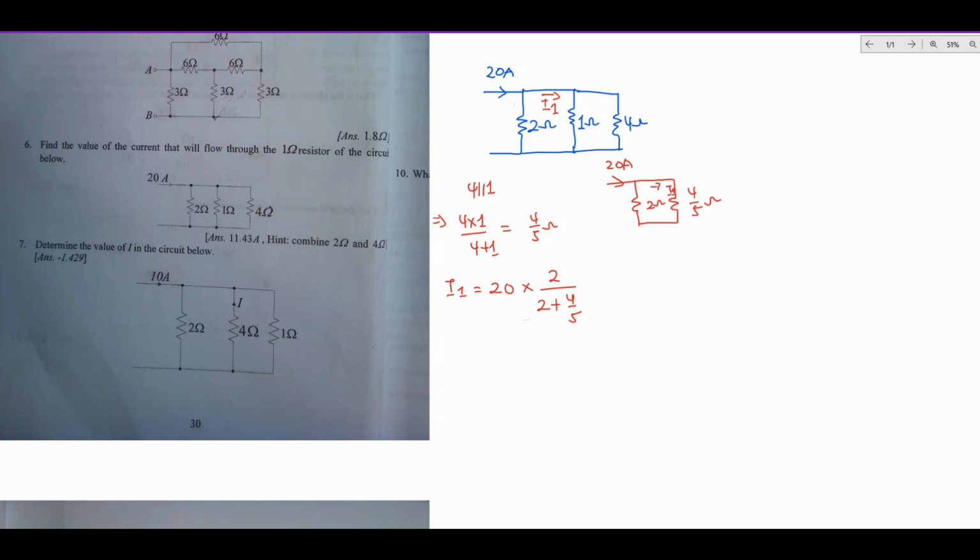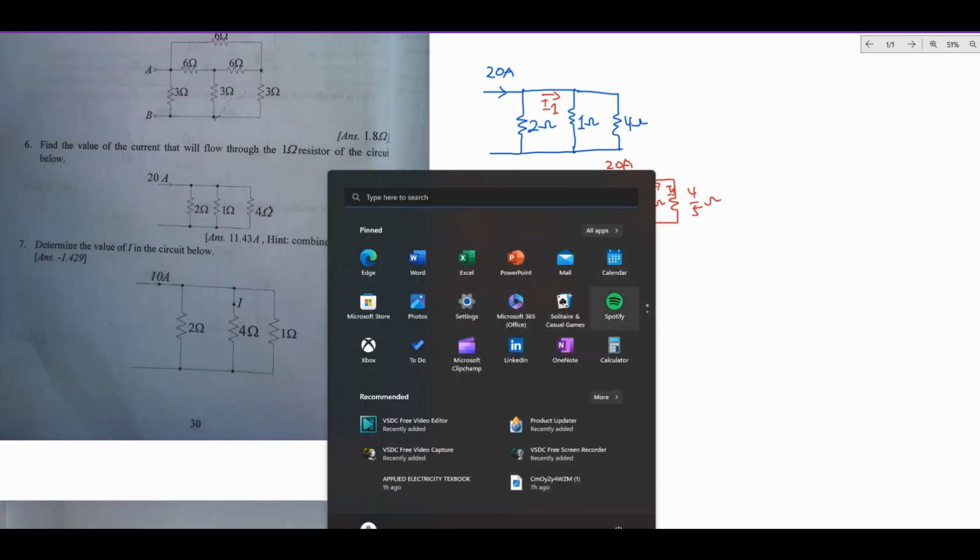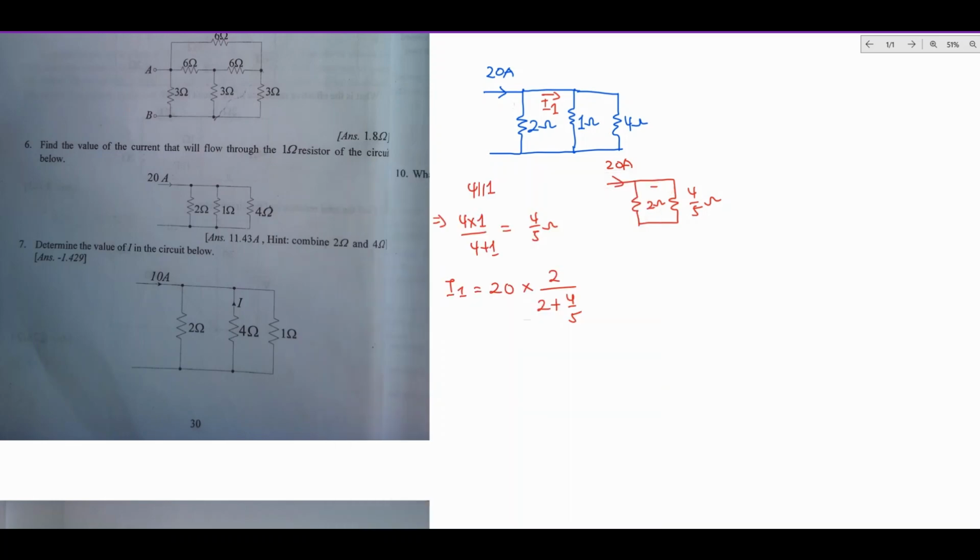This will be I1, and that's what you are looking for. So now let's go ahead and calculate for I1. We're going to have 20 times 2 on 2 plus 4 on 5. That gives us a value of 100 on 7 amperes. So the 100 on 7 amperes will be the current that will be flowing through this node here.